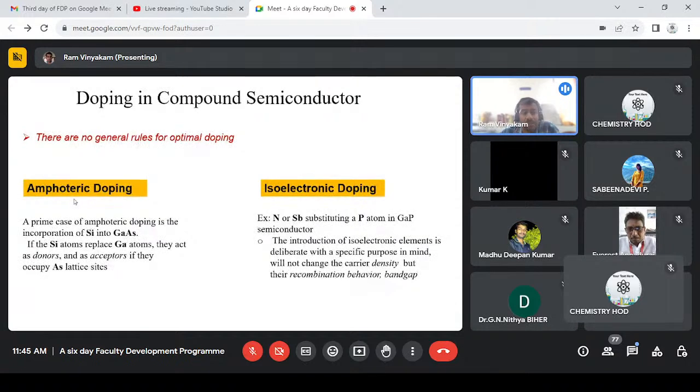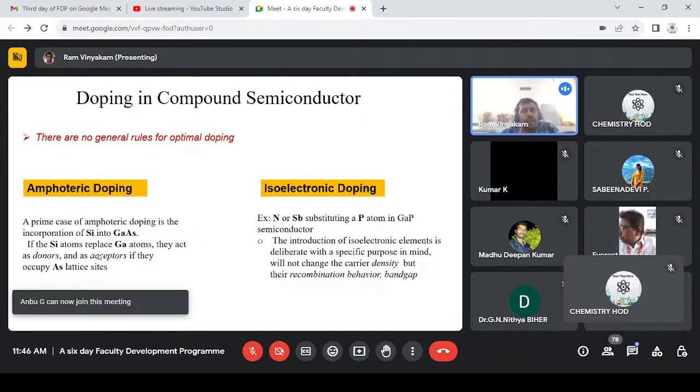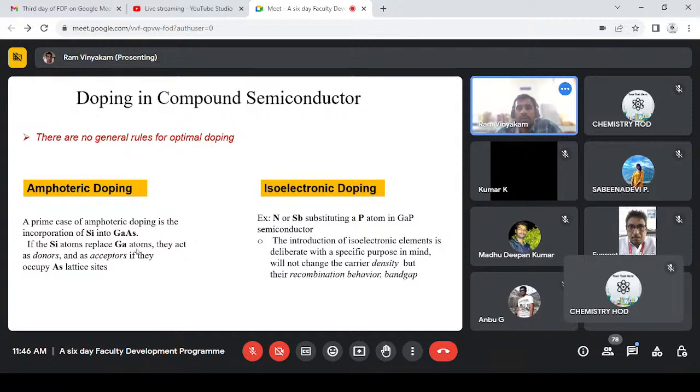Then how is it done if I need a P-type or N-type? What do you have to do? I have to optimize the growth conditions. Usually the acceptor impurity has to be incorporated at high temperature, say 700 or 800, in the other case 900 degrees, or vice versa.